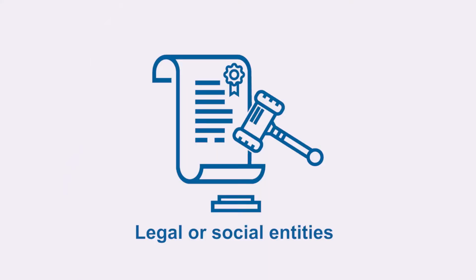In this video, we will look closer at the two main types of institutional units, which are legal or social entities and households. Let's start by describing legal or social entities. Legal or social entities are those that are recognized by law or society independently of the persons or entities that may own or control them.